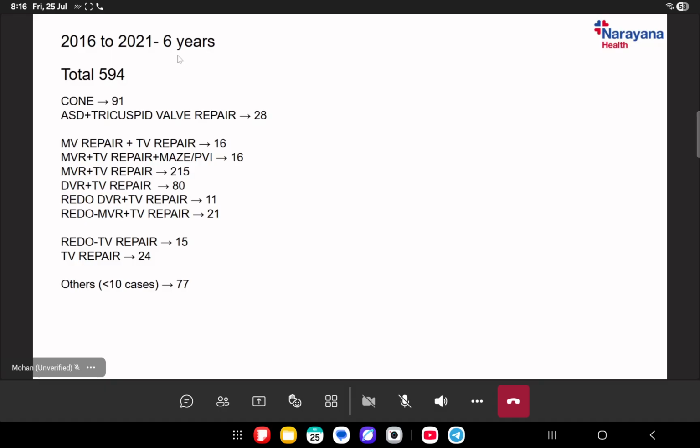If we take wider statistics comprising around 6 years, from 2016 to 21, there were a total of around 594 cases, where we have included cone repair also. So Epstein's anomalies are around 91, which we can put aside. Other than that, ASD plus tricuspid valve repairs plus or minus mitral valve repairs are around 28. All these are secondary TRs, and then redo TV repairs are 15 and primary TV repairs are 24.